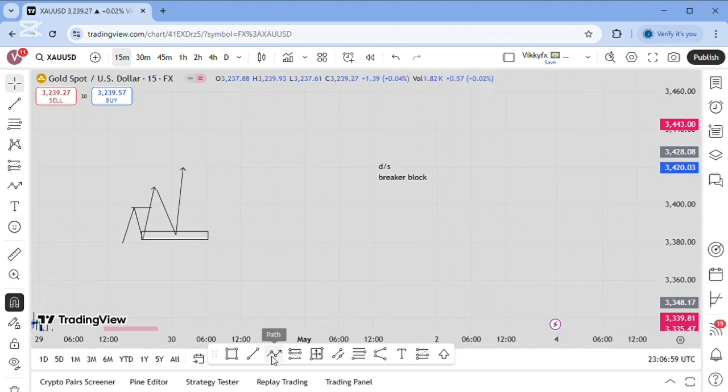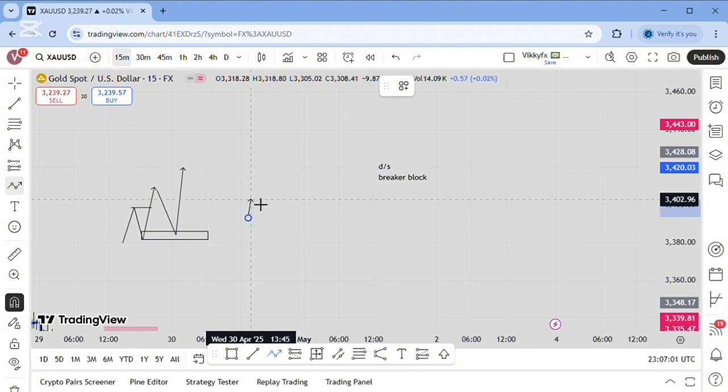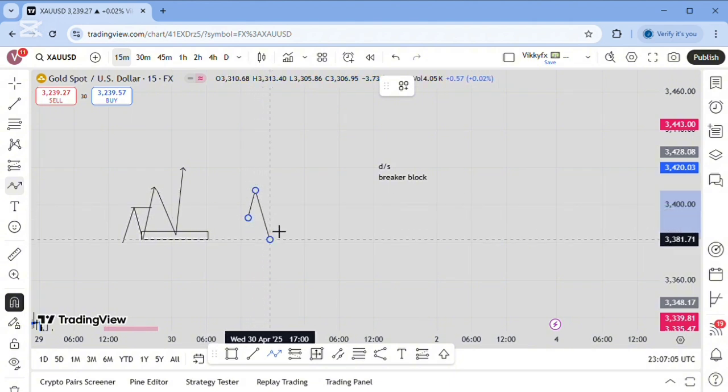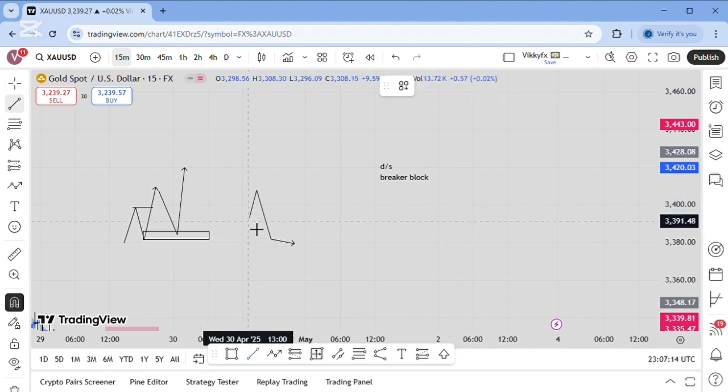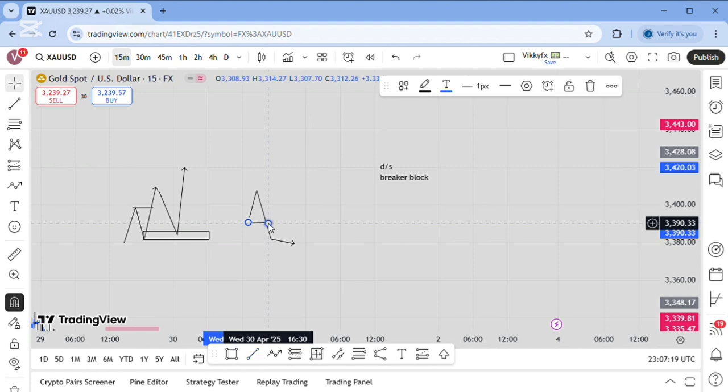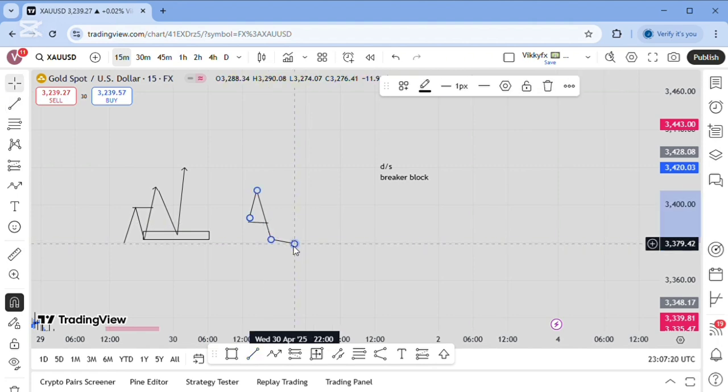Then for every sell setup, you wait for what? You wait for your supply zone. So after this break of structure, this is a break of structure to the downside. This downside now is a break of structure. Let me remark it.